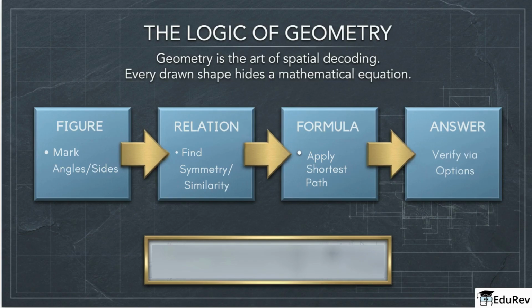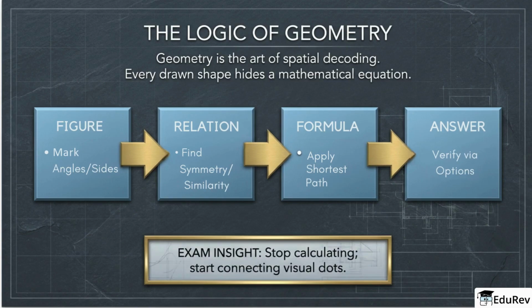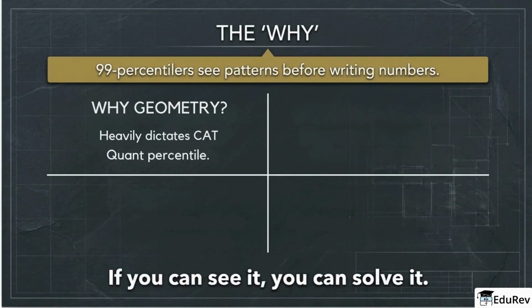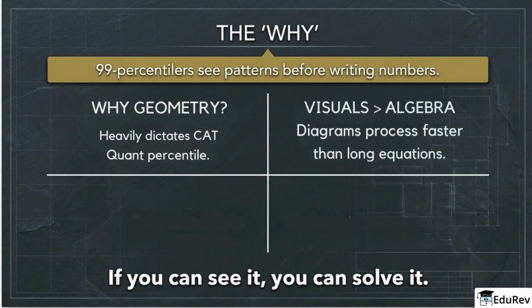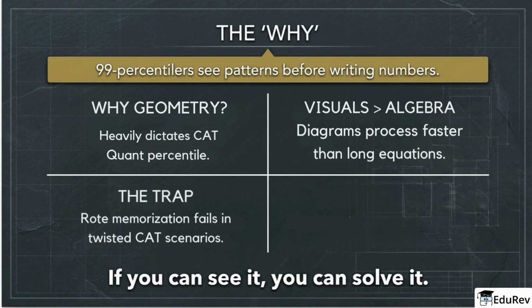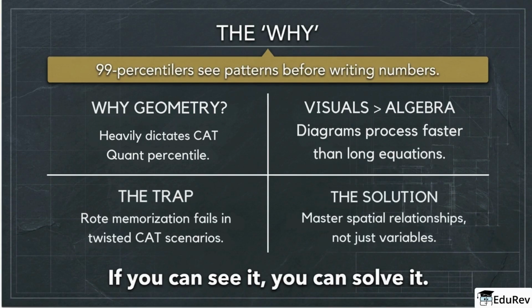The exam insight here is valuable. Stop calculating blindly and start connecting visual dots. The real reason geometry matters in CAT is that visuals often process faster than algebra. A strong candidate does not wait to write equations before understanding the structure of the problem. Instead, the figure itself becomes the first source of information. That is also why rote memorization fails in twisted CAT scenarios. The question is usually designed to test spatial reasoning, not just memory. If you can see the pattern, you can usually solve it.